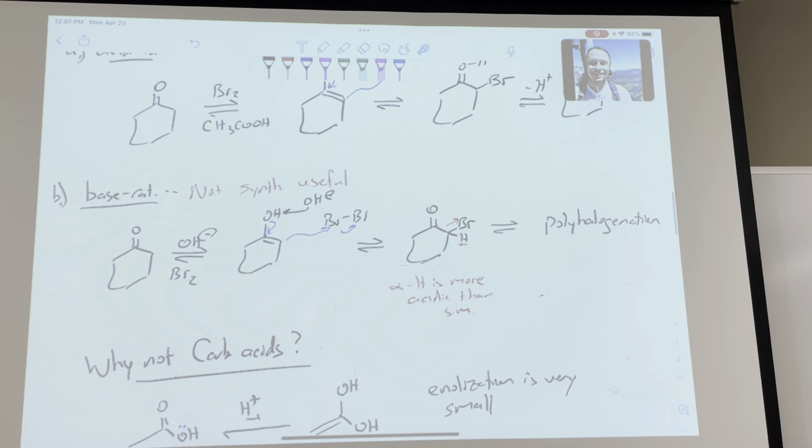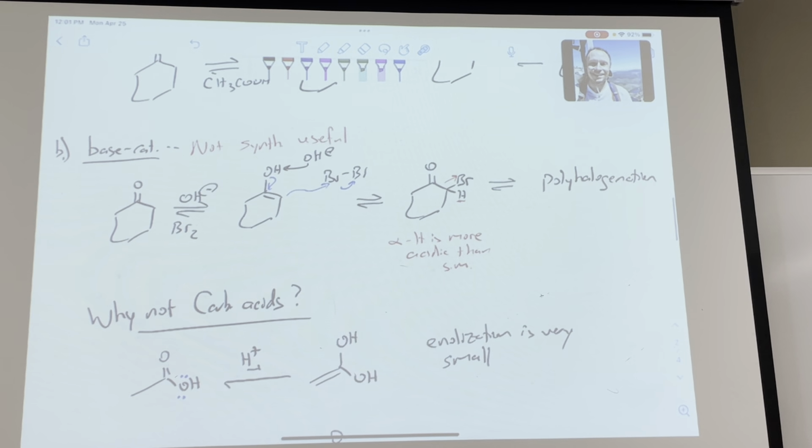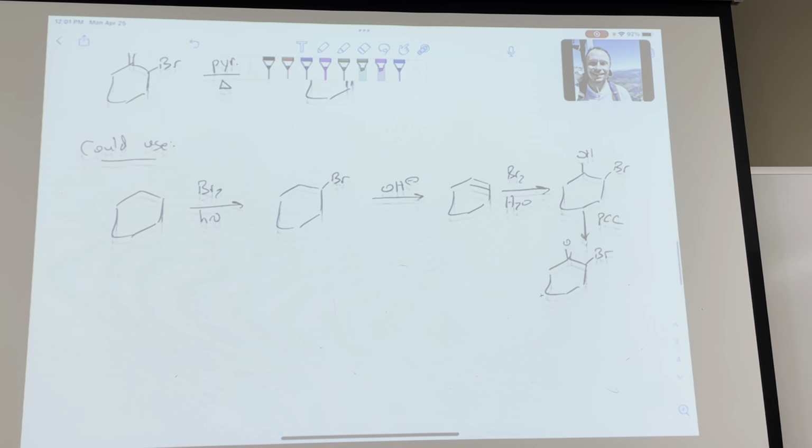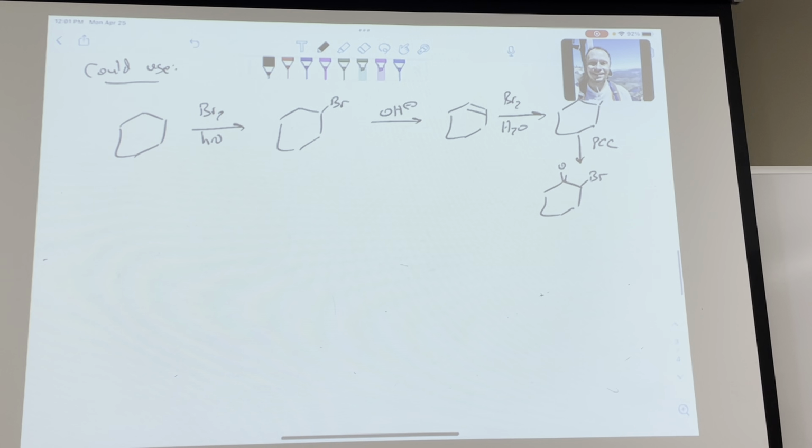Okay, so doing a direct halogenation, as I mentioned, is only going to be useful for aldehydes and ketones. That's not to say you can't make alpha halocarboxylic acids. If you want to, you can. You just have to use a slightly different approach. And this is a well-known reaction. It is what's called the Hell-Volhard-Zelinsky reaction.